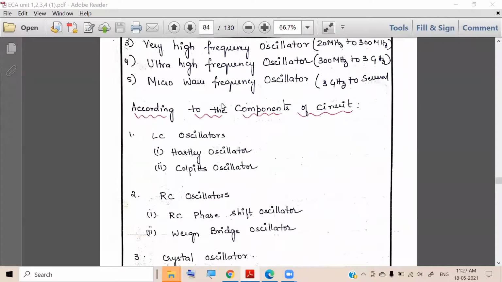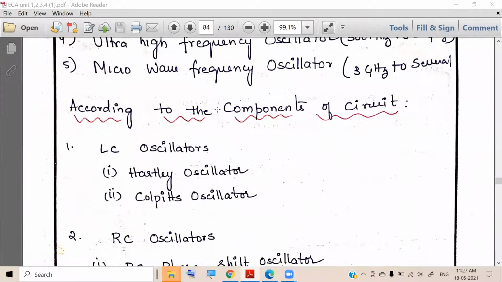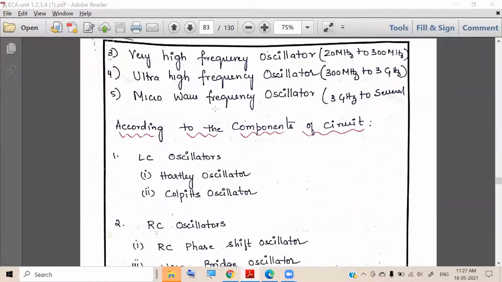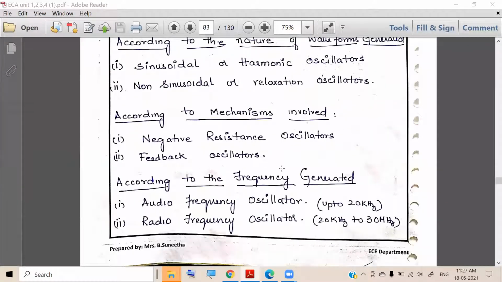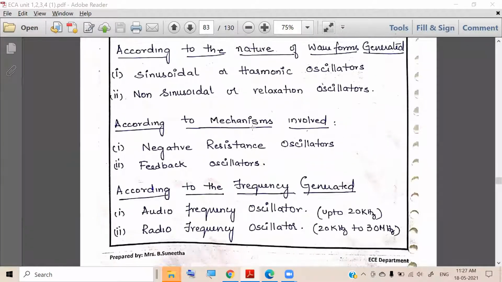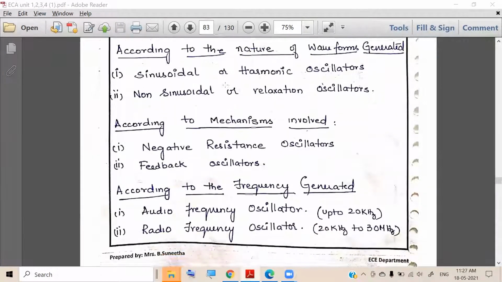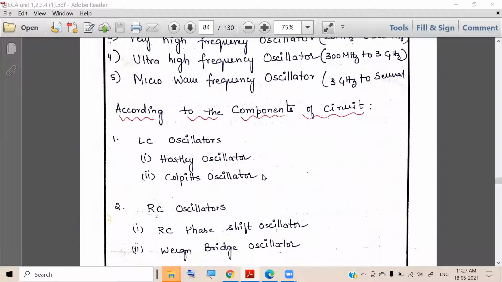So we have seen different classifications of oscillators in the previous class, based on the frequency generated, the mechanisms involved, the nature of waveform generated, and so on. Another important classification which we have also discussed is according to the components of the circuit.